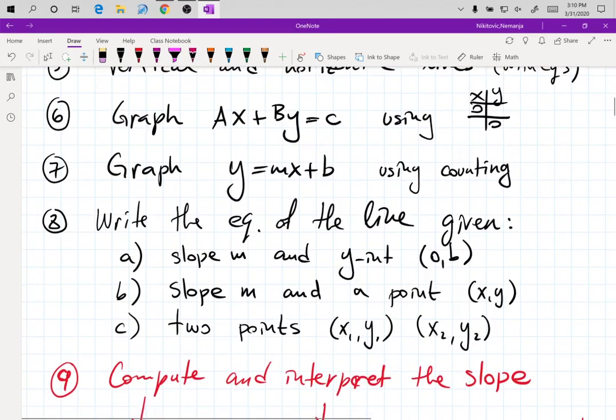Write the equation of the line. It has three flavors. So what do we have? We have slope m and y-intercept, slope m and one of the points, and 2 points. So to find the equation of the line.